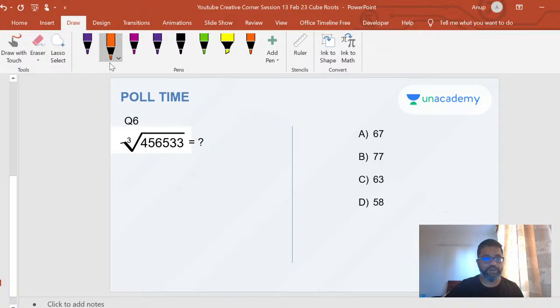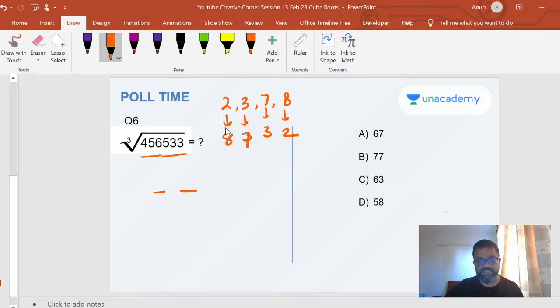456533. Anybody has a doubt, just put it on the chat window. Okay, so step 1 is divide it into pairs of 3. I have 2 pairs of 3, so I know my answer will be 2 digits. So 533. Remember, when it is ending in 2, it will end in 8. When it is ending in 3, it will end in 7. When it's ending in 7, it will end in 3. I'm just repeating so the concept is reinforced, because these both add up to 10. So it is very easy. When it's ending in a 3, the last digit of the answer is 7.